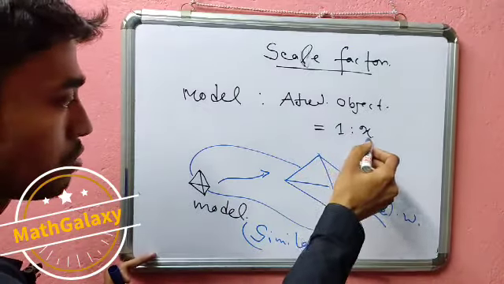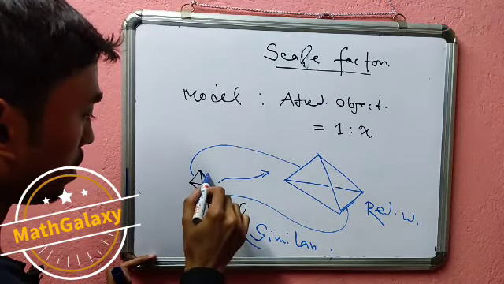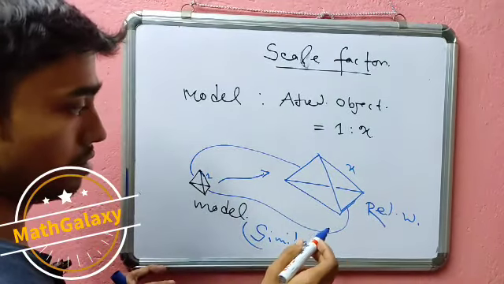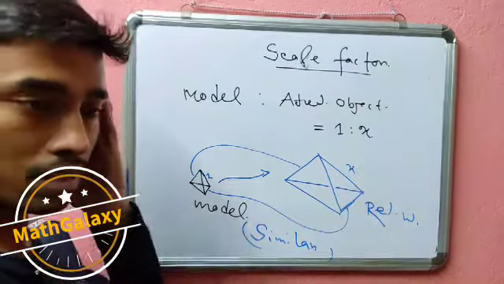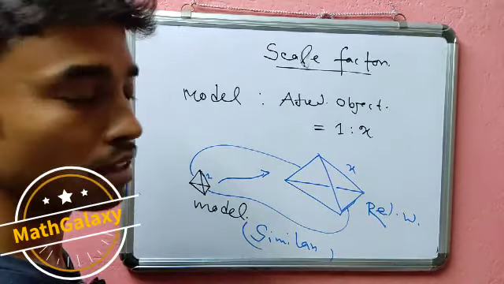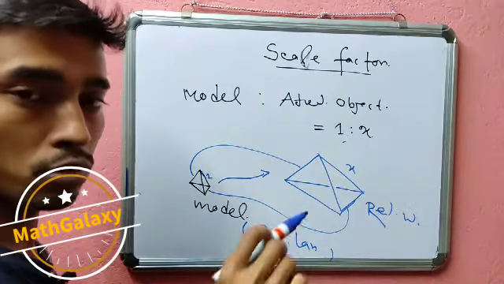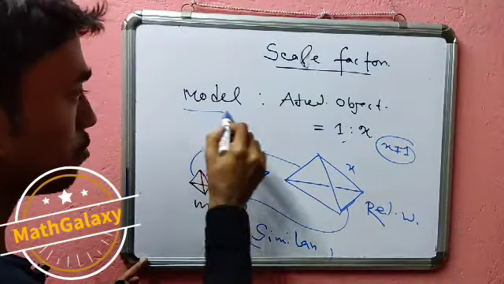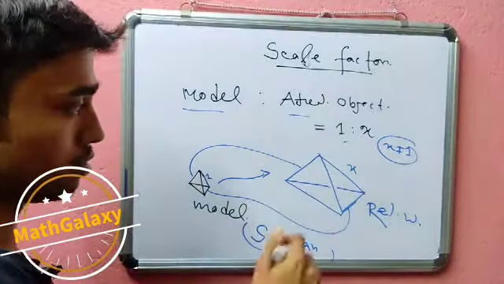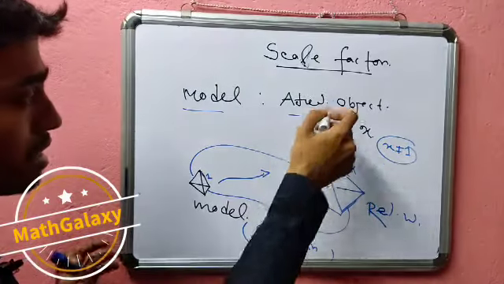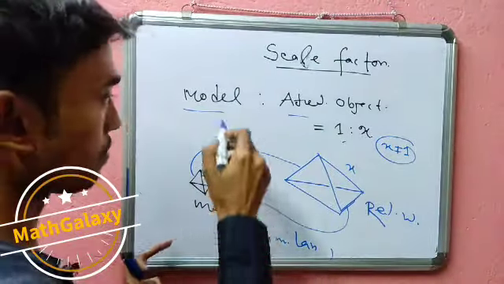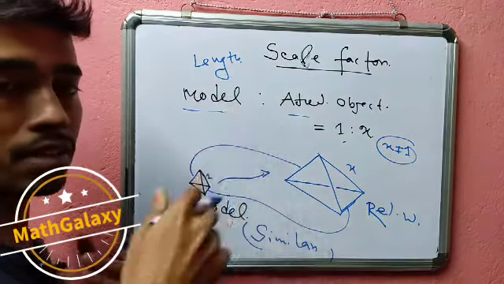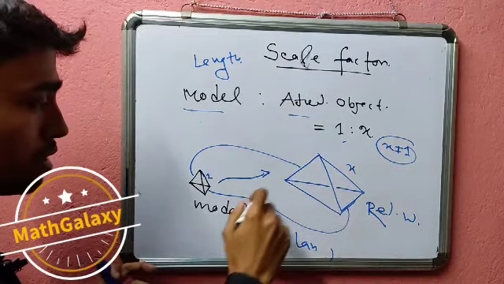These two figures are basically similar, meaning the ratios are equal. So now if I say 1 is to x, this means if this length is 1, this should be x. It doesn't matter whether x is greater than 1 or less than 1, but of course x should not be 1, because you are creating a model and an actual object. There should be some difference. So of course the scale factor is basically a length, and this is basically measured in length. So that is what it is.